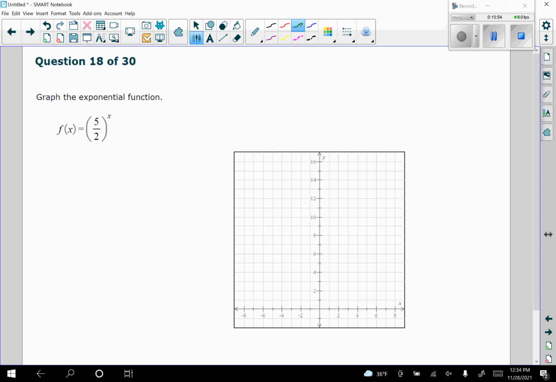All right, the easiest way to start this is to make a table of values. The answers don't come out too nice, so we just have to estimate it. But let's just make a table of values here.